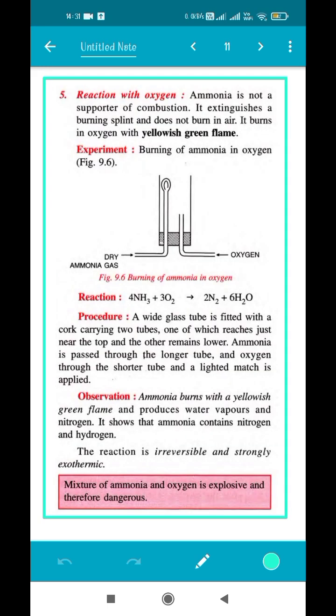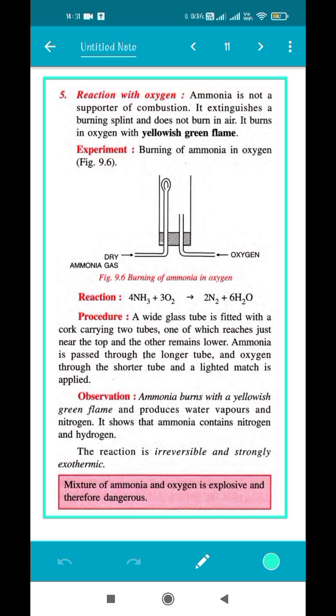Now we are going to learn about 4 very important reactions of ammonia. These reactions are very, very important from the exam point of view also. First of all is the reaction of ammonia with oxygen. Ammonia is not a supporter of combustion, but if it is burnt in oxygen, it will burn with a yellowish green flame. It will not generally allow combustion to occur, but it can burn in itself.